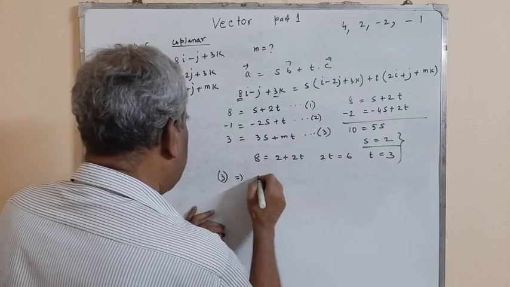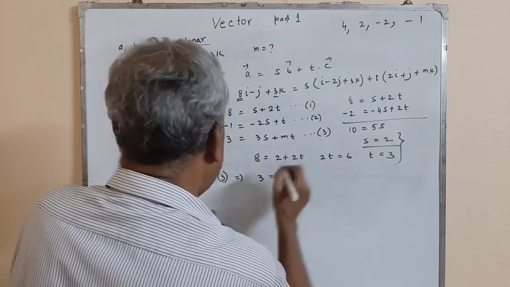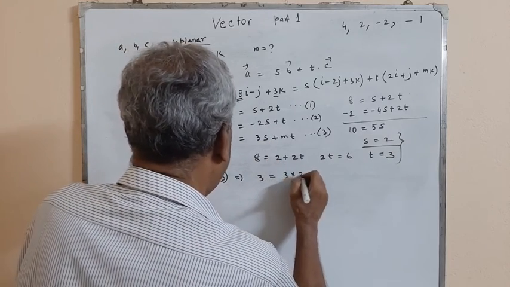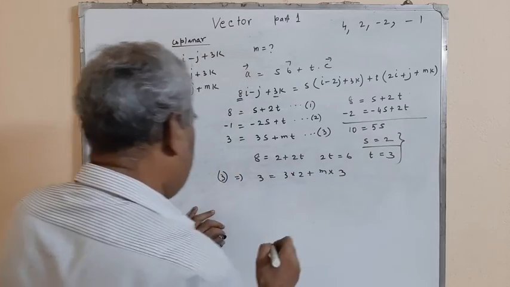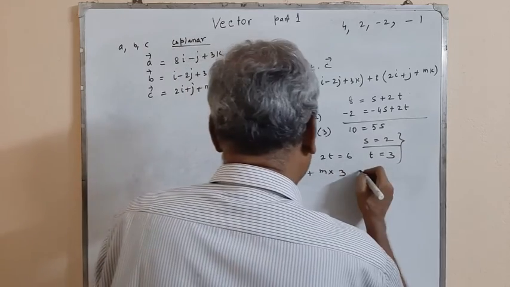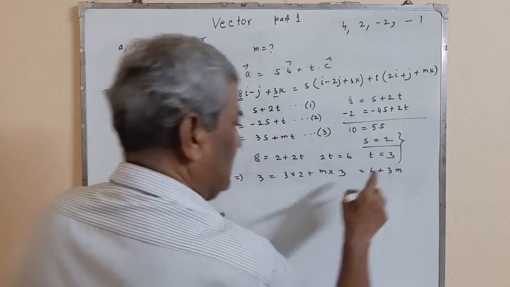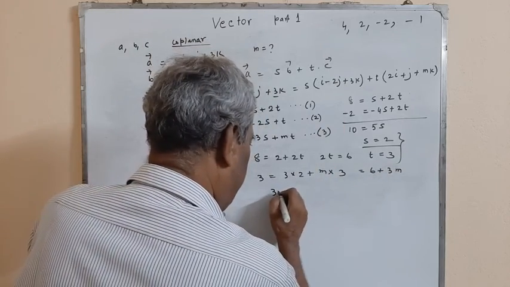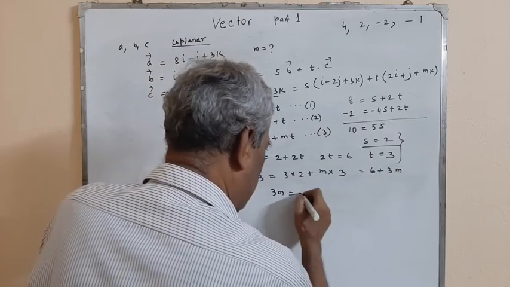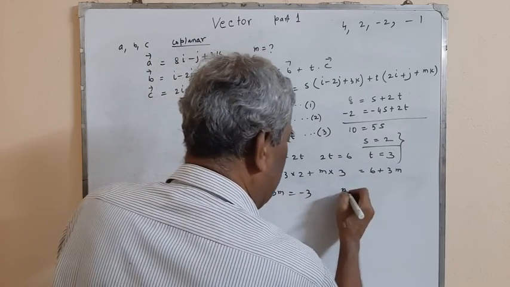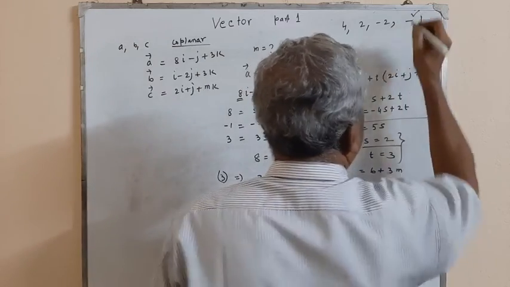Equation 3 gives us 3 is equal to 3s, s is 2, so 3 into 2, plus m into t, t is 3. So we get 6 plus 3m, so that 3m is equal to 3 minus 6, which is minus 3. So that m is equal to minus 1. This is the answer. So option D is the answer.